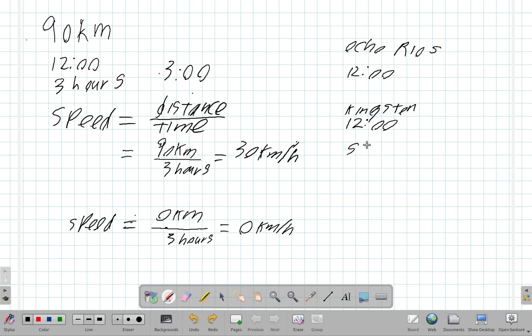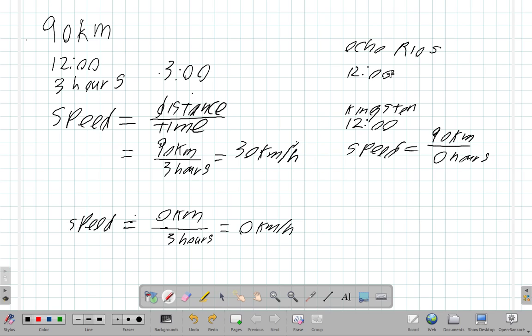Now, what's your speed? Your speed is the distance, 90 kilometers, divided by time. But this is suggesting that you travel to Kingston in 0 hours, in 0 time. So you're trying to divide by 0. Now, how would that really work out in reality? Is it possible to travel 90 kilometers in 0 time? No, it's not. Can't be.